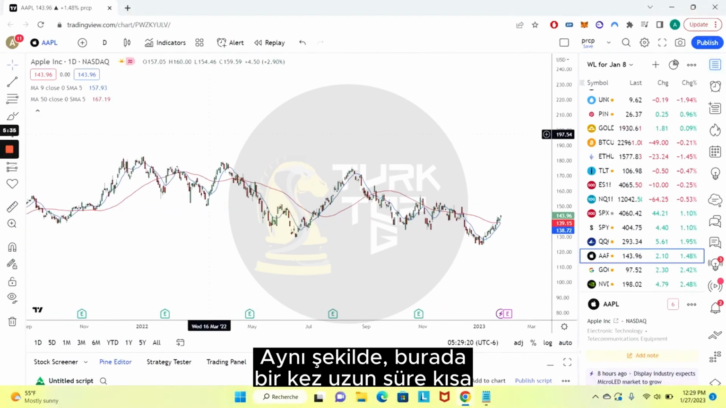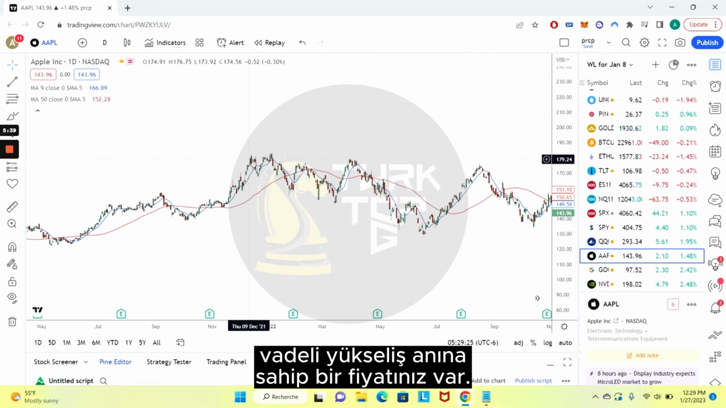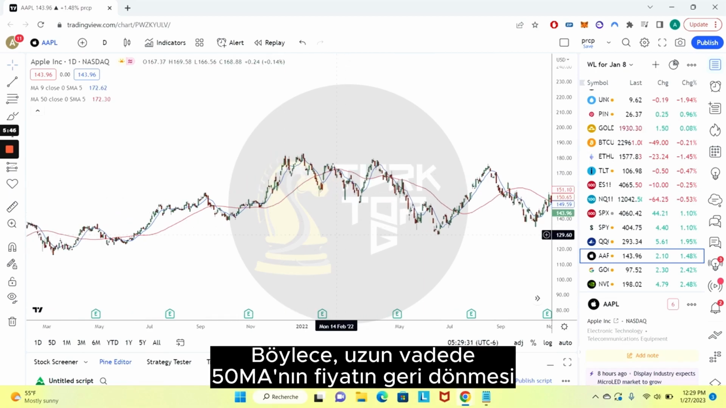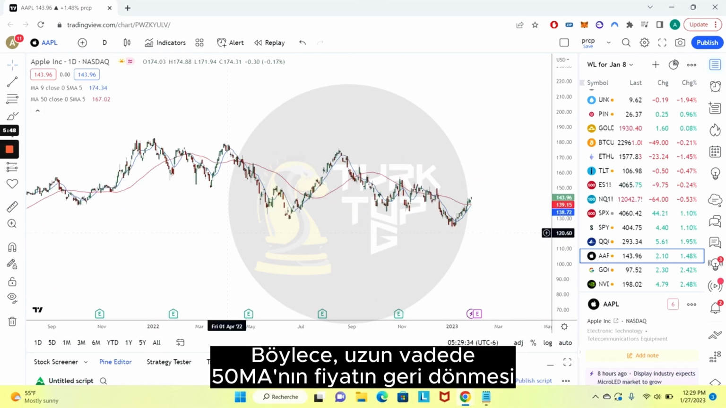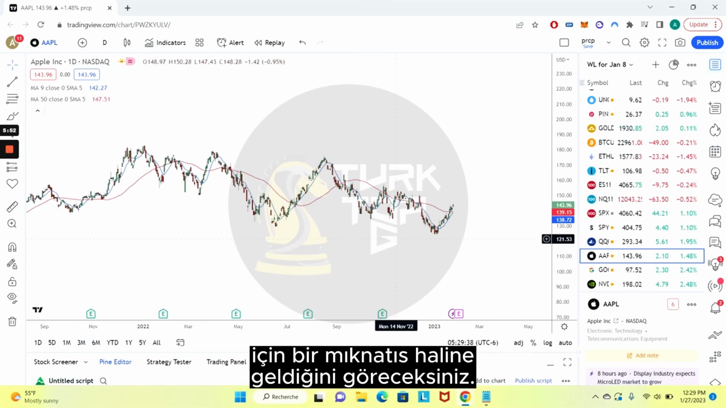And the same way here, you have price having short-term bullish momentum for a long time. Once it stalled and then price broke down, it pulled back to the 50 MA. So you will see over the long term, the 50 MA ends up being a magnet for price to return to. Same way, it also ends up being a support.